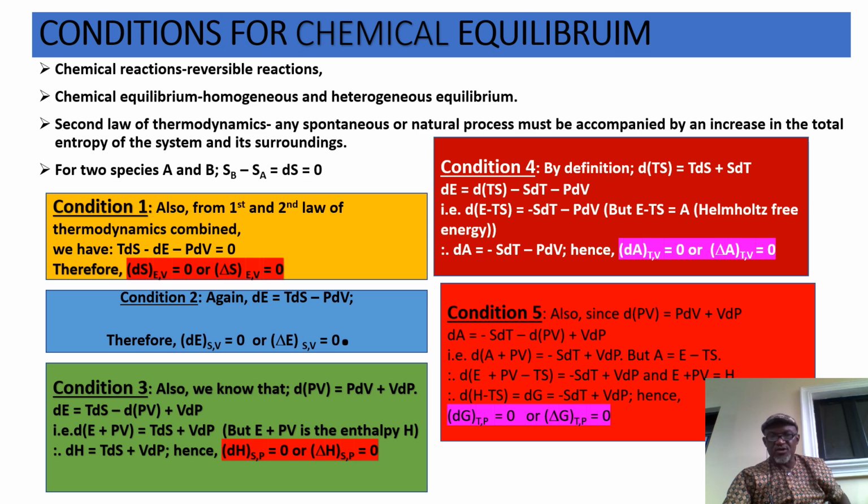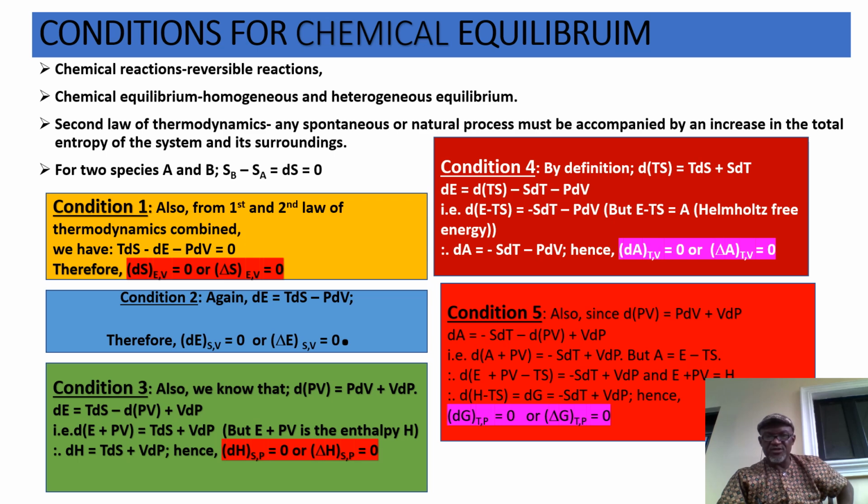We also go for condition 4 in terms of the Helmholtz energy, and we must note that conditions 4 and 5 are very important. If you look at the other conditions, we have entropy in 3 of them, and it is very difficult for us to measure entropy. But in conditions 4 and 5, we have temperature and volume, and temperature and pressure. So it's easy for us to monitor temperature and volume. It's also easy to monitor temperature and pressure.